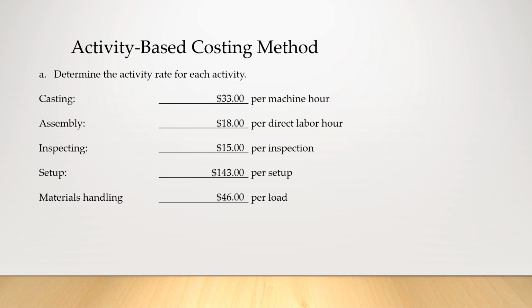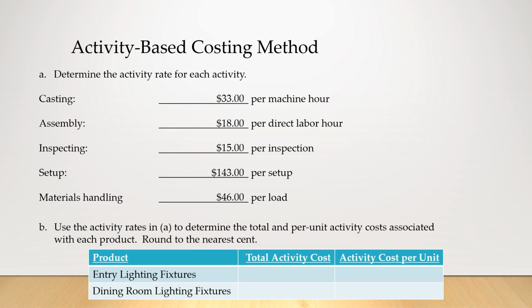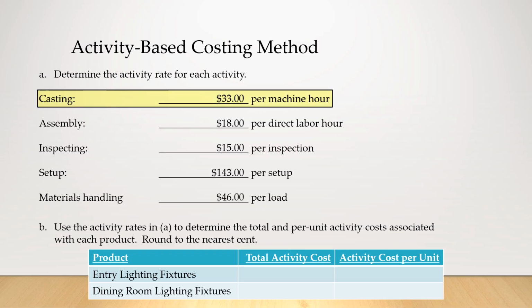With our activity rates in place, we can now move on to Part B and determine the total activity cost for the entry and dining room fixtures as well as their respective costs per unit. Let's start with casting, then move down that list.